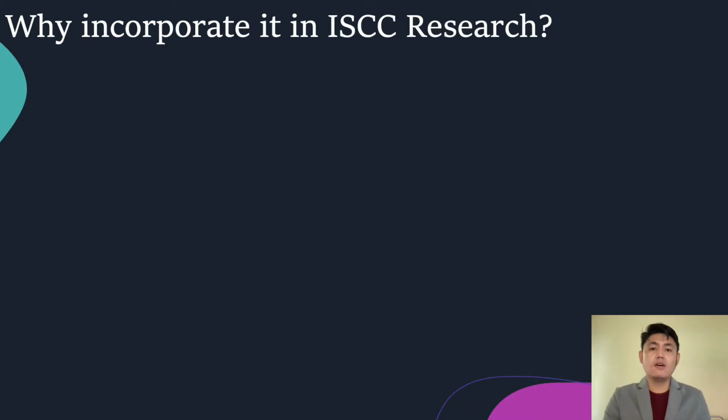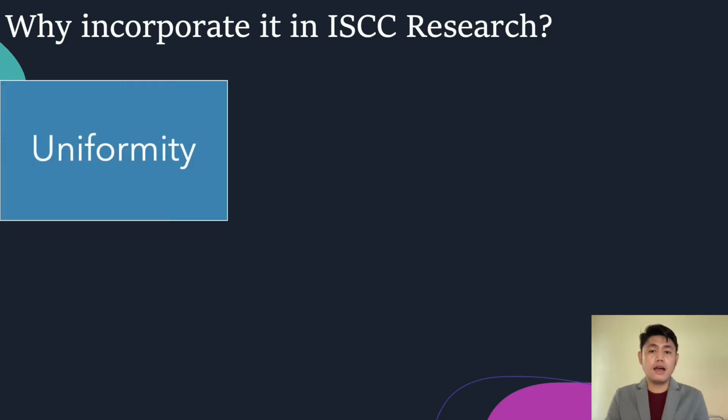As I said a while ago, we will be adopting the IMRAD format in our ISCC research because we want uniformity. We have to have a uniform format and structure for all our scientific articles, research proposals, and research reports so that we will have a basis for comparison and a basis for grading. So we have to have uniformity in ISCC.